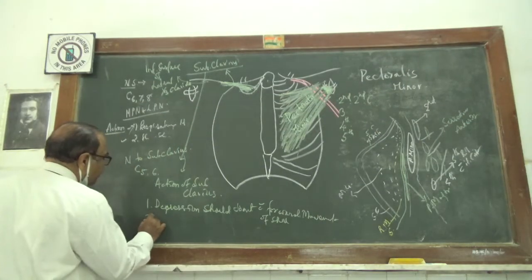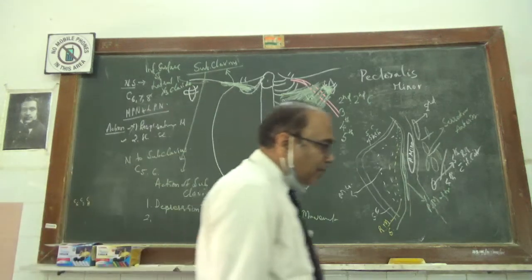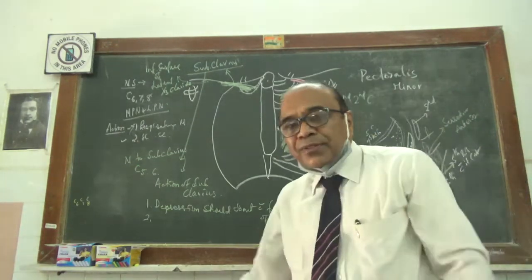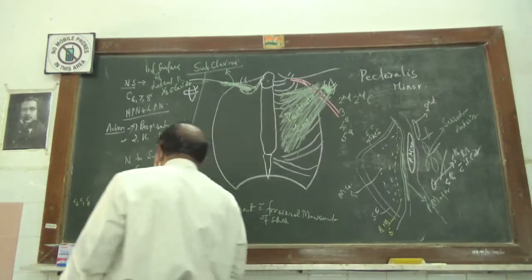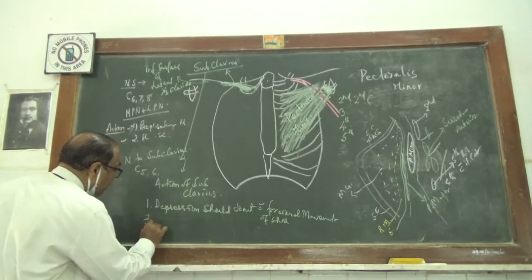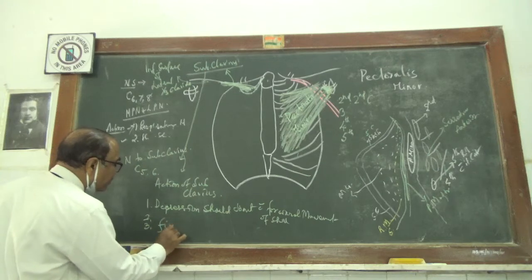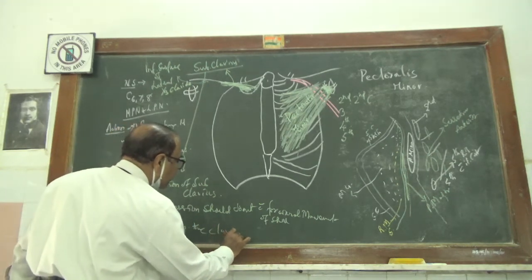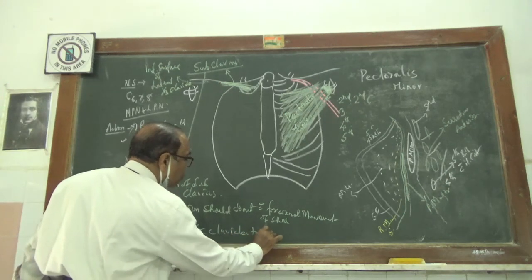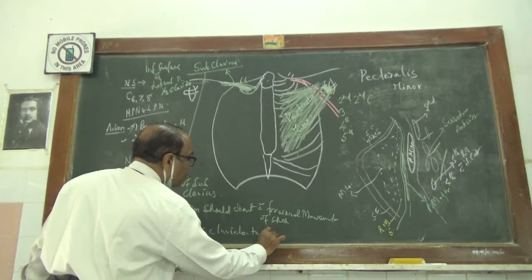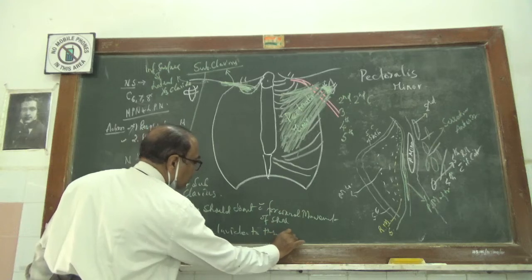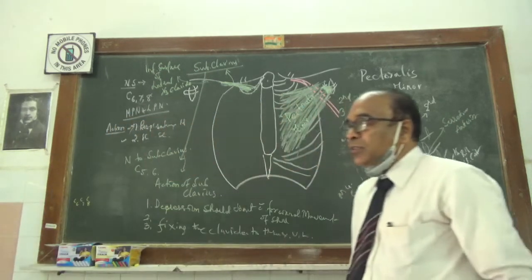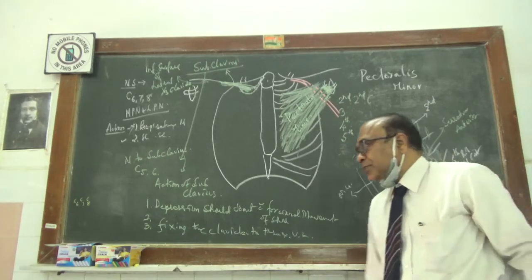Apart from this, the subclavius muscle acts along with the latissimus dorsi and the teres major. So this is the second. Third, fixing the clavicle to the thorax and upper limb. So this is the third action.